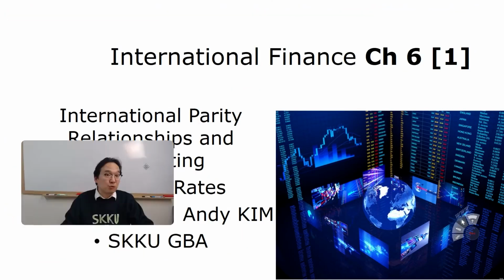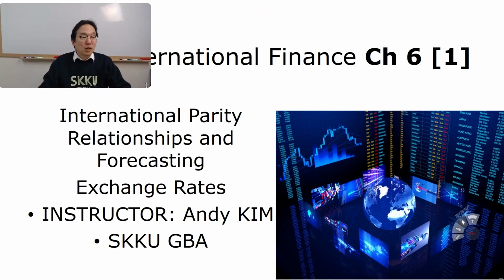Today we're going to cover the first half of Chapter 6 in Eun, Resnick, and Chulun's International Financial Management, 9th edition. It's about international parity relationships, and the first half of it is about interest rate parity. Okay, what is this about?